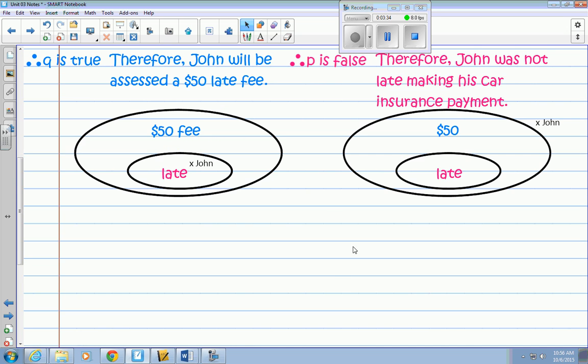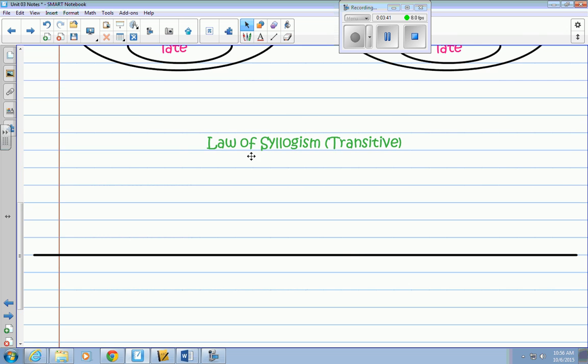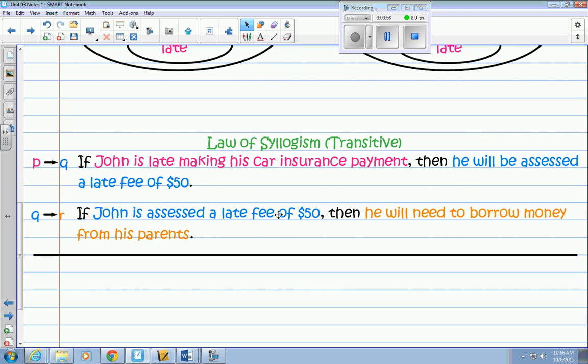The third and final type of deductive reasoning is what we call the law of syllogism. The law of syllogism, just like the other two, starts the same. We are given our rule. If John is late making his car insurance payment, then he will be assessed a late fee. The second part then gives us a second rule on top of that. That second rule starts with our conclusion. If John is assessed a late fee of $50, then, and now we have a new event that will happen, he will need to borrow money from his parents.